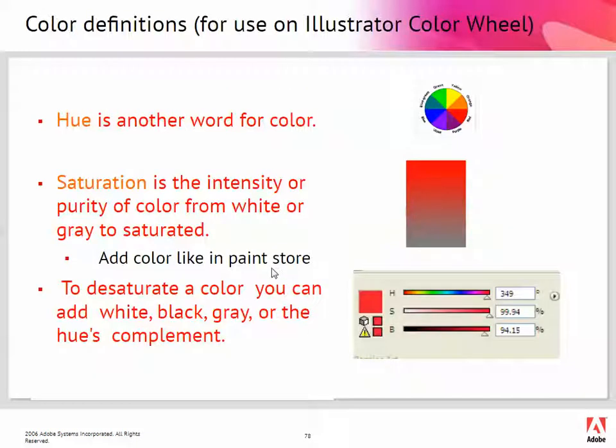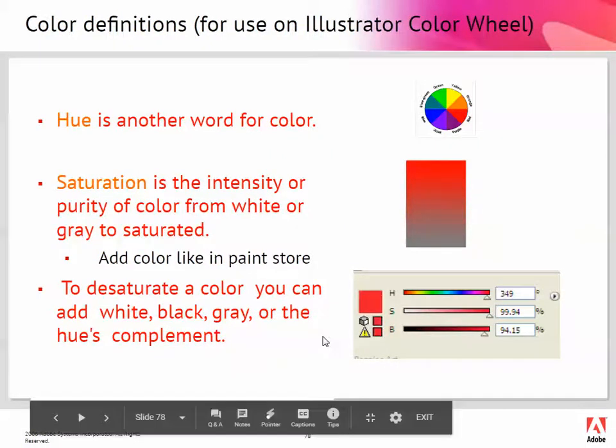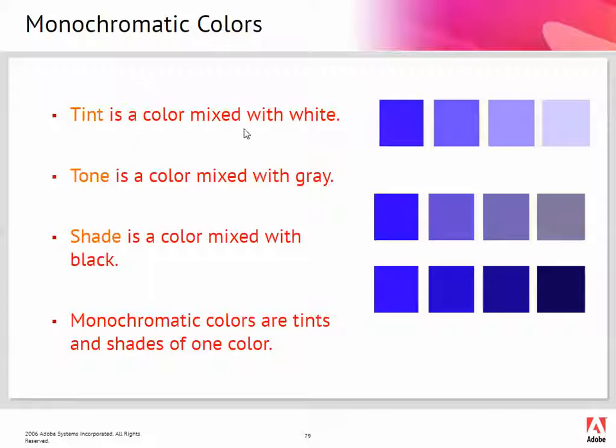Here's another word for color. Saturation is the intensity or purity of a color, from white or gray to saturated. So this is saturated, and this is totally desaturated over here. To desaturate a color, you can add white, black, or gray. A tint is a color mixed with white, so they took the saturated blue, added white, and these are tints of the saturated blue. A tone is when you add gray, so same thing, super saturated, less saturated. And a shade is when you add black. So tints, tones, shades.